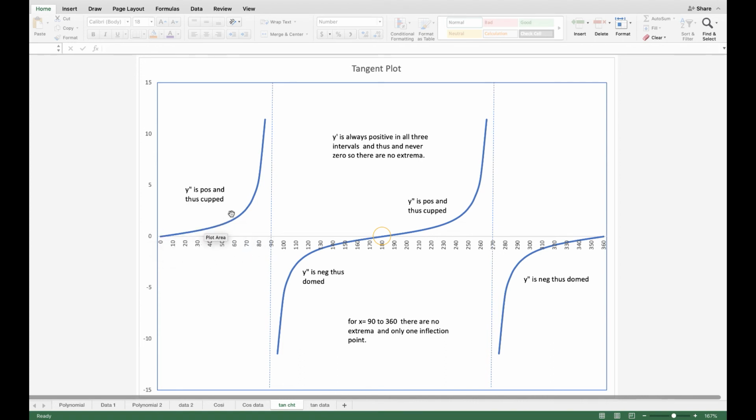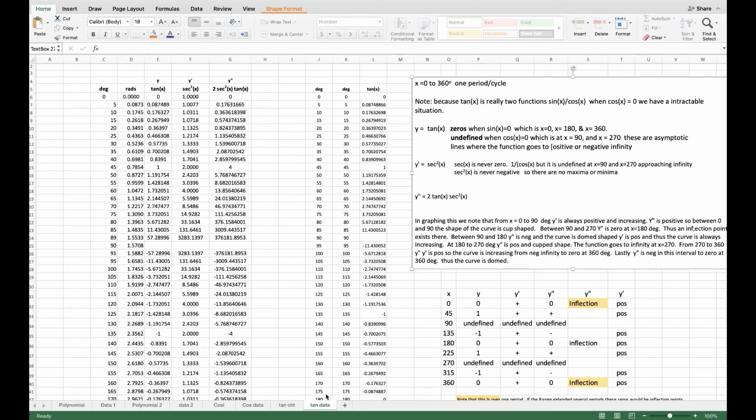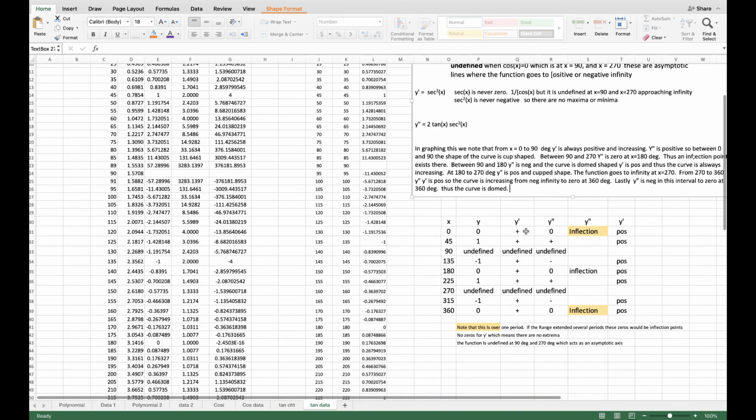it's curving upwards. And because the derivative has no zeros, the derivative is always positive, except where it's undefined at 90 and 270. And so y prime is always going to be increasing on the interval that we define, 0 to 360.